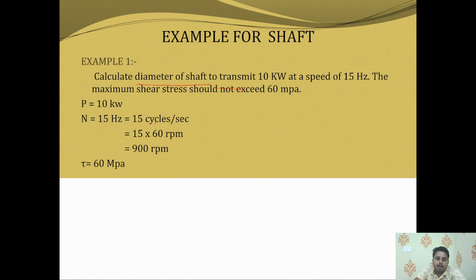If we convert to cycles per second, then Hertz is equivalent to cycle per second. So 15 Hertz is equal to 15 cycles per second. If it is converted to rotations per minute, that is RPM, then 15 into 60 is 900 RPM. So the units are set to be used, and the shear stress is bounded at 60 megapascal.